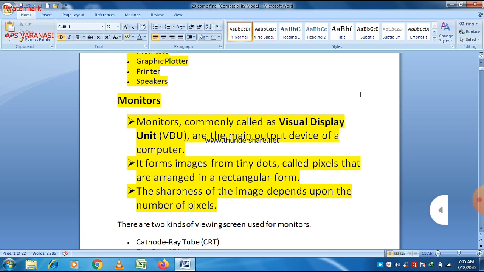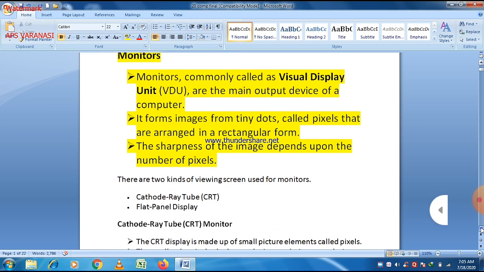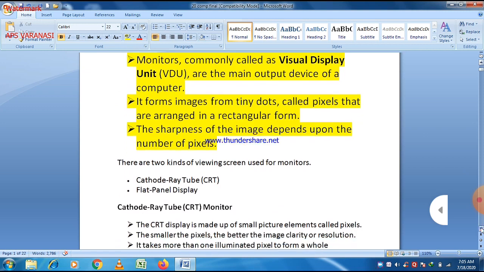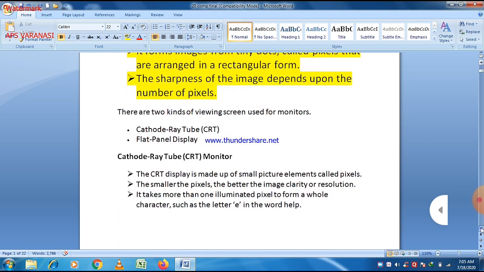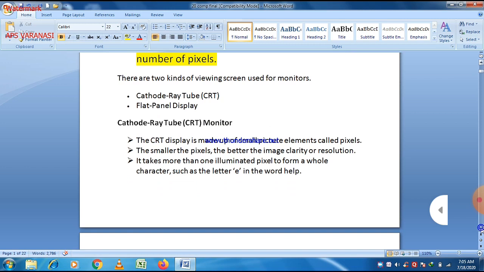Whatever we process in a computer system can generate output in terms of a monitor, and we can easily see it on screen. So the monitor is an essential output device connected to most computer systems. It forms images from tiny dots called pixels, arranged in a rectangular form, and the sharpness of the image depends upon the number of pixels.